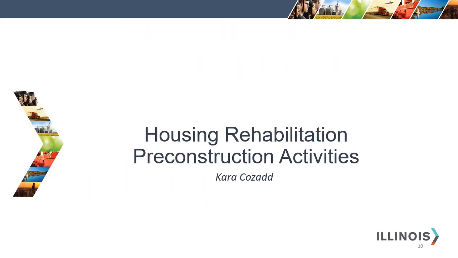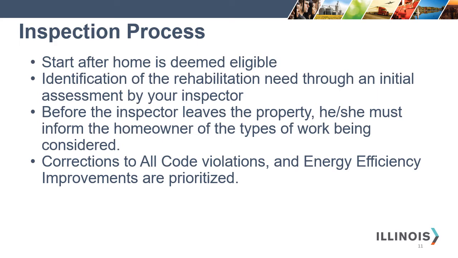Hi, this is Kara Kozad again, and now we're going to talk about housing rehabilitation pre-construction activities. So let's go through the inspection process and hit some highlights on that. This starts after the home is deemed eligible, the identification of the rehabilitation need through an initial assessment by the inspector. Before the inspector leaves the property, he or she must inform the homeowner of the types of work being considered. And it's very important that corrections to all code violations and energy efficiency improvements are prioritized in this rehab.